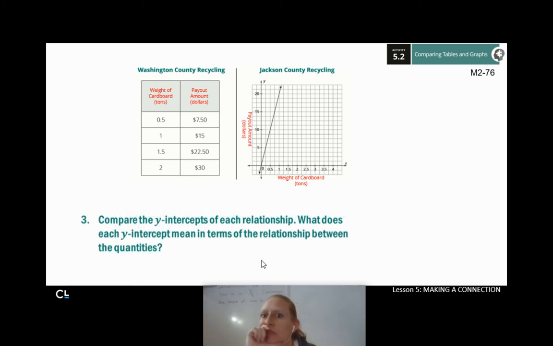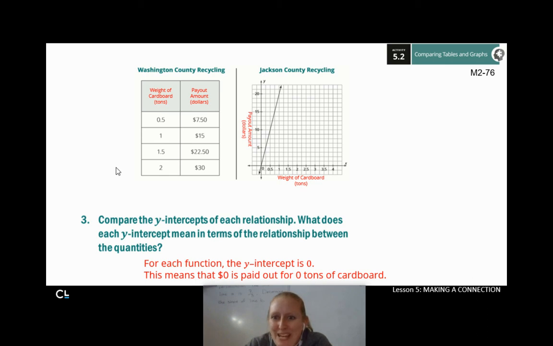What about the y-intercepts? And what does the y-intercept mean in terms of this relationship? Go ahead and hit pause, write it down, hit play to check your work. You do remember this was all about bringing in your recycling and getting paid for your cardboard. So if you don't bring in any cardboard, you don't get any money, which sounds like your y-intercept is 0 for both of these, right? 0 money is paid out for 0 tons of cardboard. That feels fair.